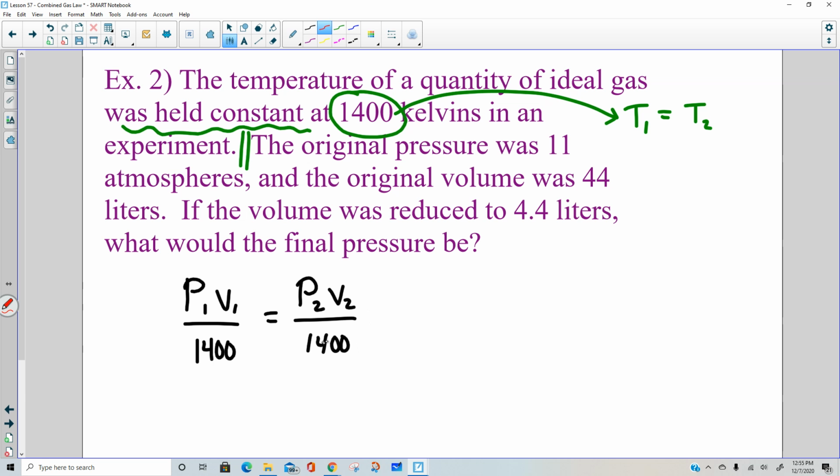Let's just do this mathematically and prove that this is true. If I want to get rid of the fraction on the right-hand side, I would multiply by 1400. What I do to the right, I have to do to the left. And let's see what Dylan says is true. Check it out. They both cancel. So therefore, if you have one of your components or one of your variables held constant, in essence, it just omits it from the formula altogether.